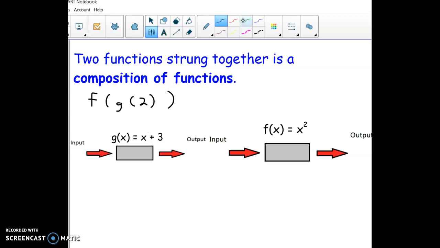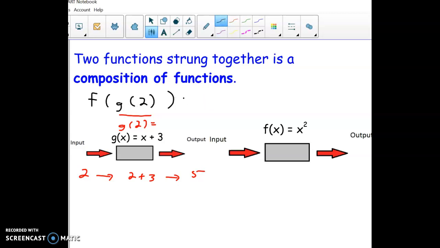Okay, so what that notation means is we're going to start on the inside, and we're going to do g of 2 just on its own, right? So g of 2 on its own would mean put an input of 2 into the g function, and what do you get for an output? So we're going to take 2 into the g function, and it just adds 3. So we get an output of 5. Okay, so we evaluate the inside one first and say g of 2 is 5.